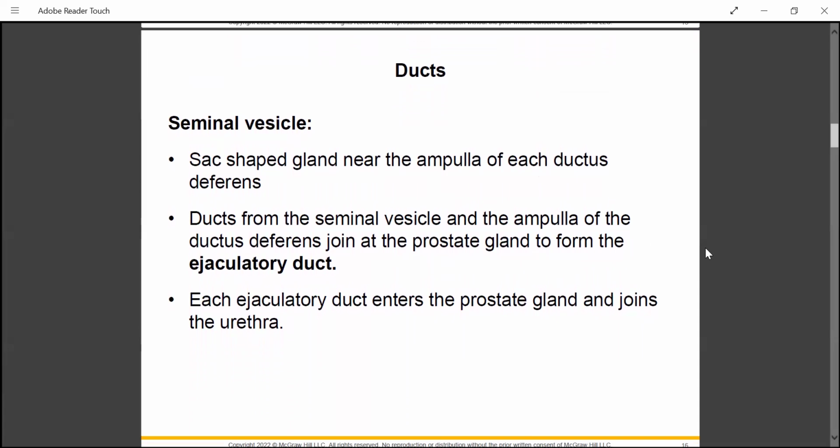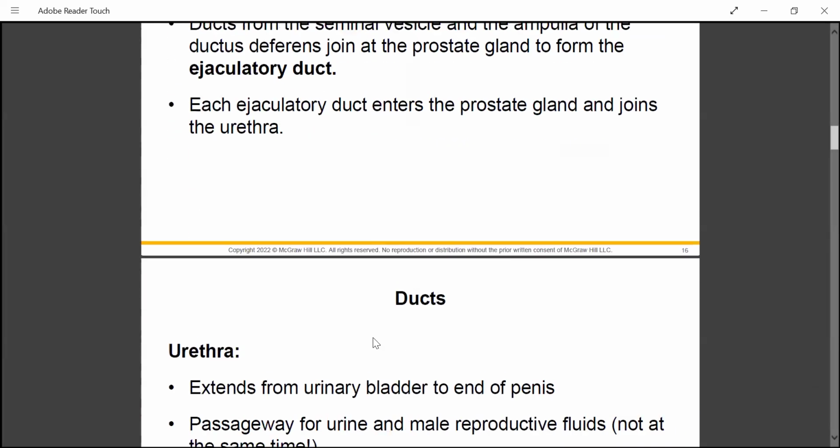So our seminal vesicle is located kind of towards the end, or ampulla, of the vas deferens. And so these are going to join with that portion of the vas deferens as well as the prostate gland to form the ejaculatory duct. And so the ejaculatory duct is located kind of right in the middle of the prostate gland, and that's where it's going to join the urethra.